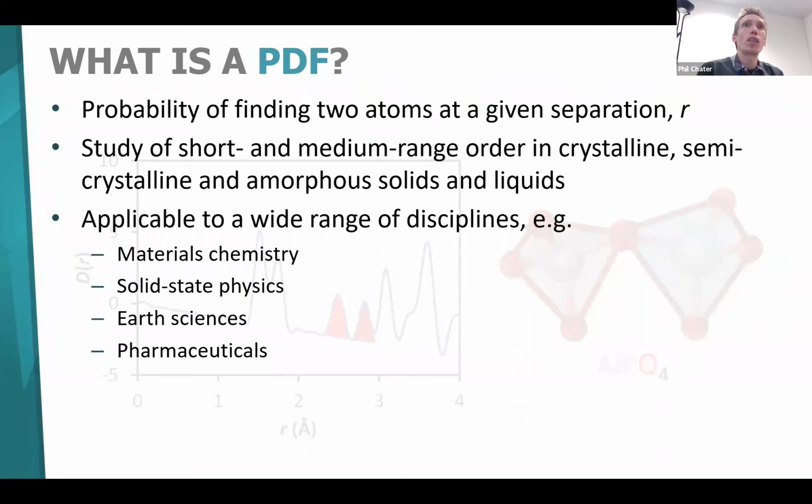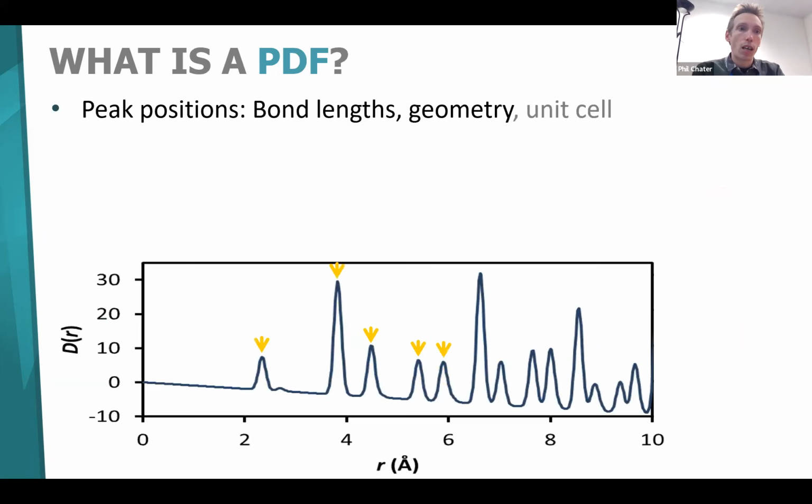And that's because a lot of the materials people are now studying for applications are not as nice and crystalline as they might like to think. And what we're increasingly finding is that the disorder and defects that cause the change from a perfectly crystalline state is actually what's giving rise to our interesting properties. So understanding that local structure is more and more important. And it's increasingly finding applications in a wide range of disciplines, such as materials chemistry, solid-state physics, sciences, pharmaceuticals, and so on. The list keeps growing.